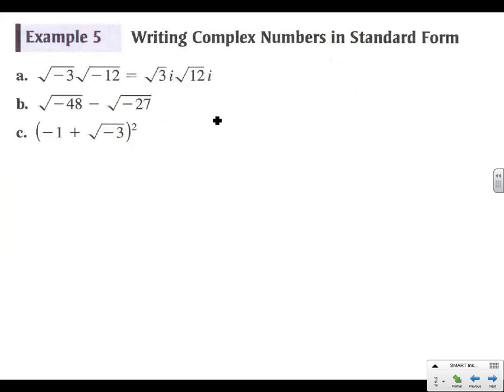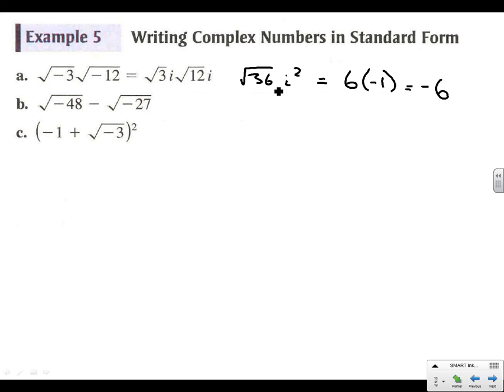So, writing complex numbers in standard form, here's the first one. I'm supposed to cover that up, but that's our first step. Root 3i times root 12i. And so we could finish this. We can multiply the square root numbers: 12 times 3 is 36. We can multiply the i's and get i squared. So we're going to get 6, and we're going to get negative 1. And so we're going to get negative 6 as our answer.